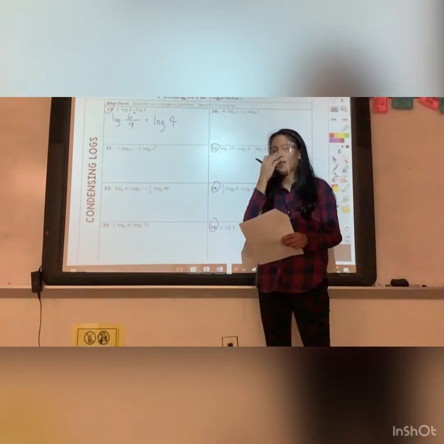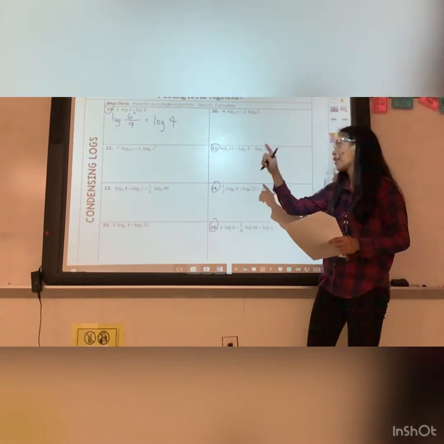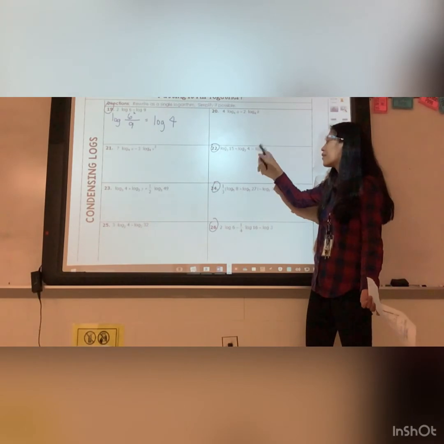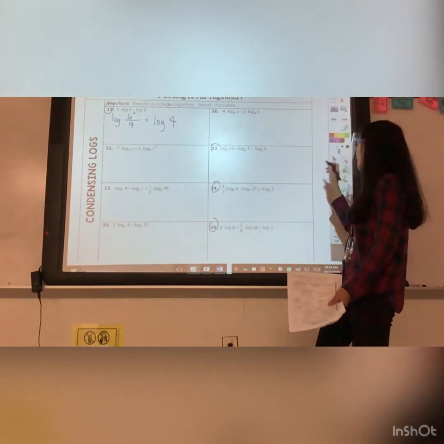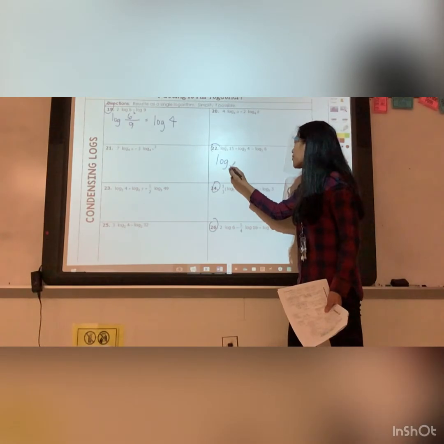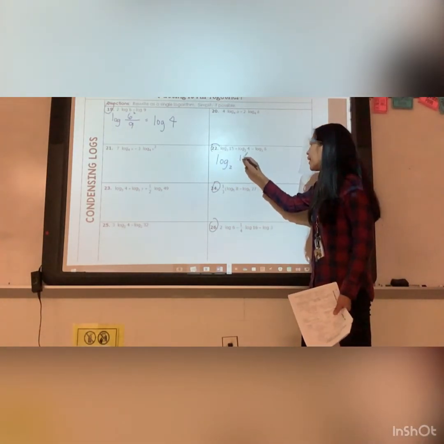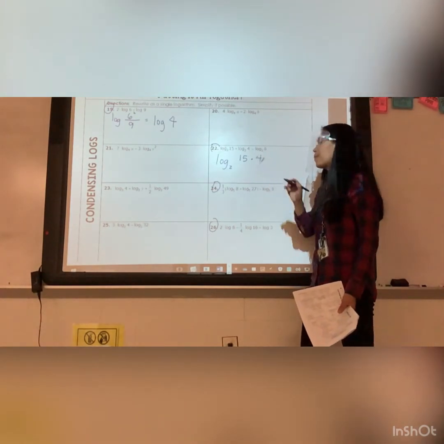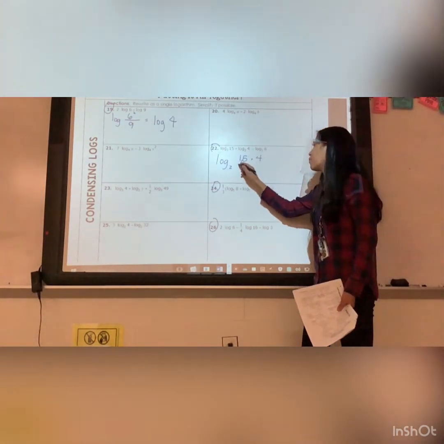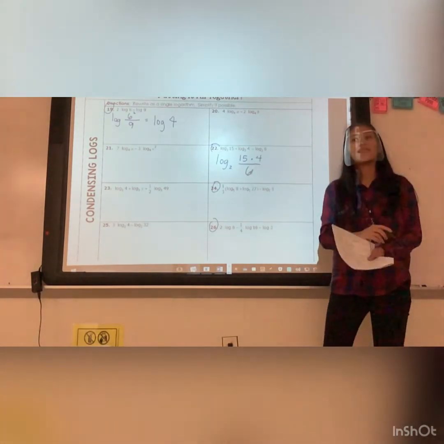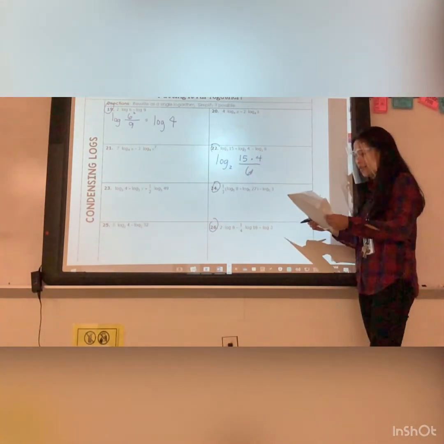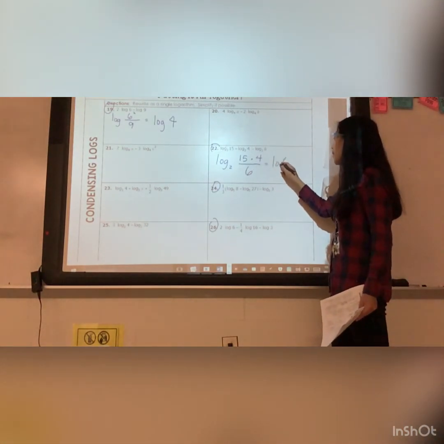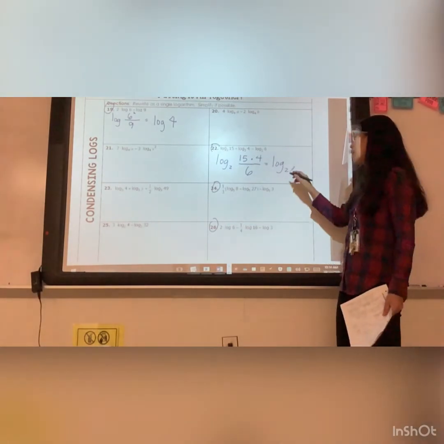Okay, let's have number 22. If it's addition, what's the operation? So this is how you are going to set up. You have log of your base of 2. 15. You said we multiply it, right? So 15 times 4, and then you divide it by 6. Did you get an answer, please? 10. So the final answer will be log base 2 of 10. That's it.